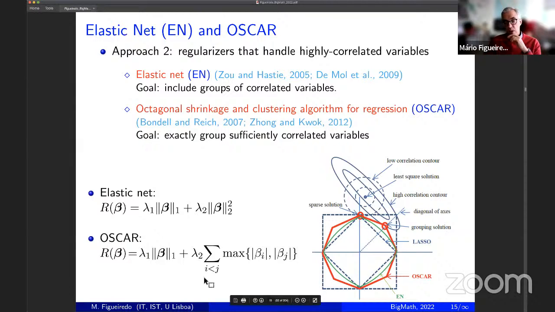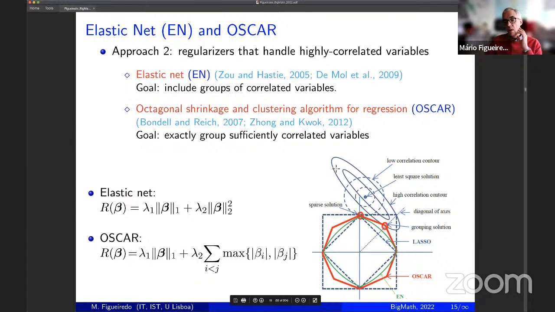The other method, which is the starting point for our work, is called OSCAR, where you take the L1 norm again and add to it another term, which is the sum across all the pairs of variables of the maximum of the absolute values of that pair. In 2 dimensions there's only one of these terms because there's only one pair of variables. If you look at the level curve of this function, you find this octagonal shape, which has vertices exactly at 45 degrees, in the middle of the orthants.